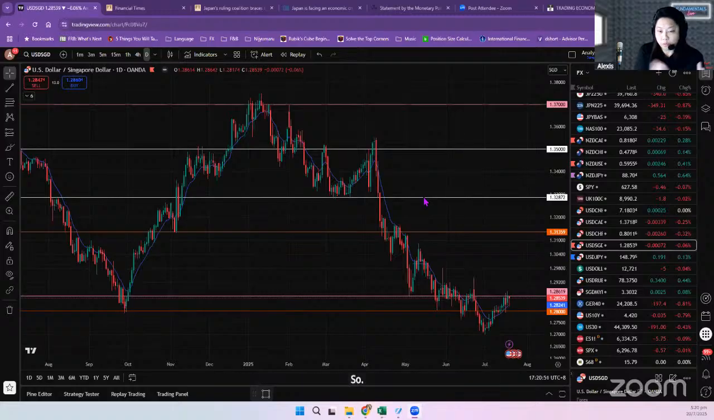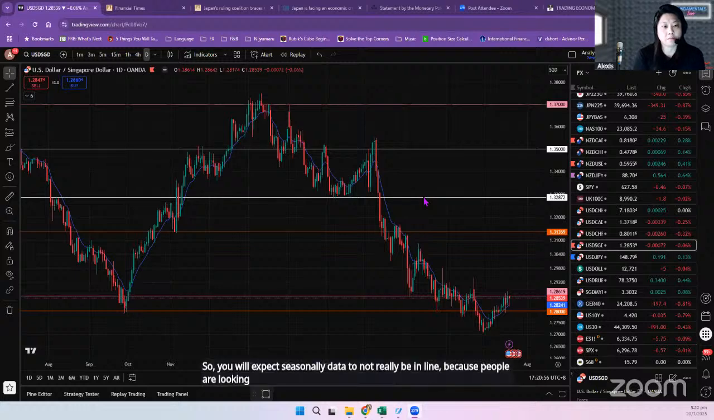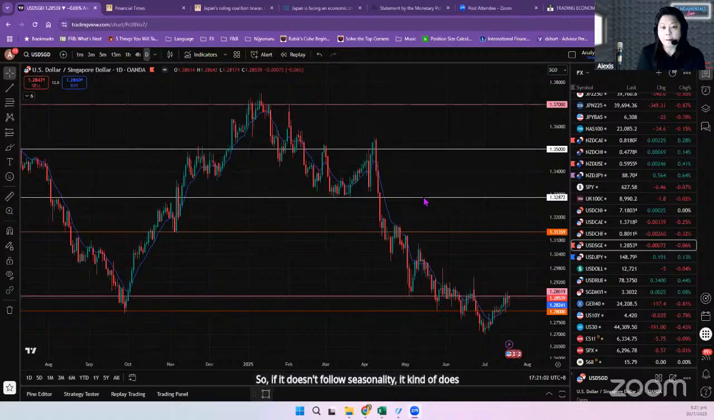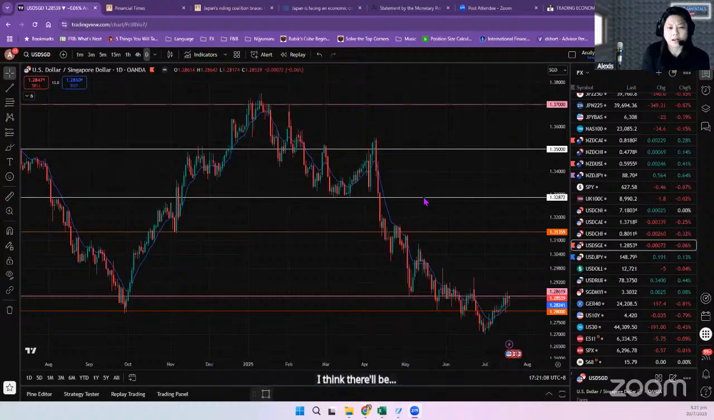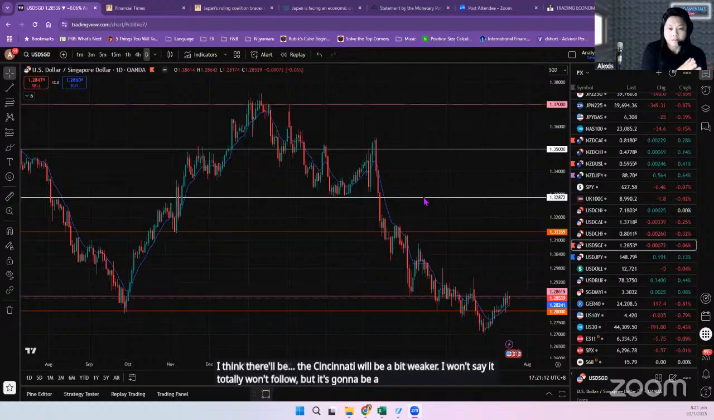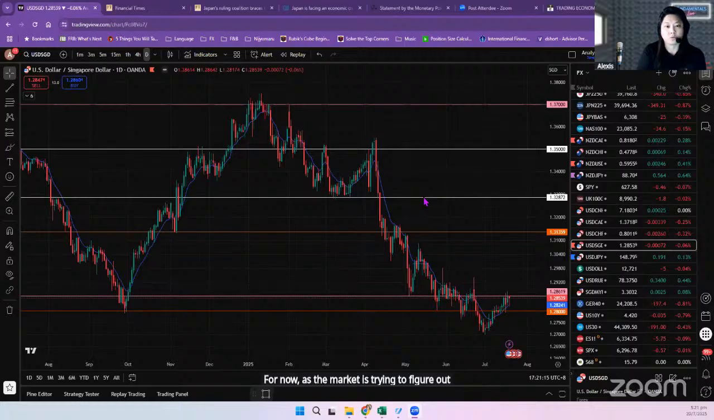So you would expect seasonality data to not really be in line because people are looking for alternatives to increased tariff prices. So if it doesn't follow seasonality, it does make sense. There will be a very weak seasonality. I won't say it totally won't follow, but it's going to be a weaker reference for now as the market is trying to figure out where they are going to segue into, right?